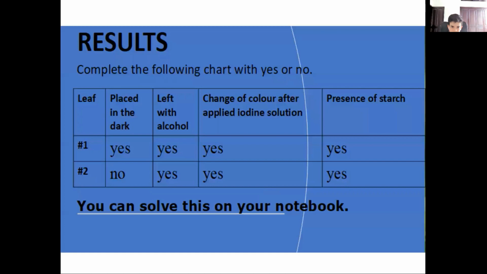Results: leaf one was placed in the dark, left in alcohol, and changed color after the iodine solution was applied. Presence of starch: yes, yes, yes, yes. And in the second one it was no, yes, yes, because it was not placed in the dark.